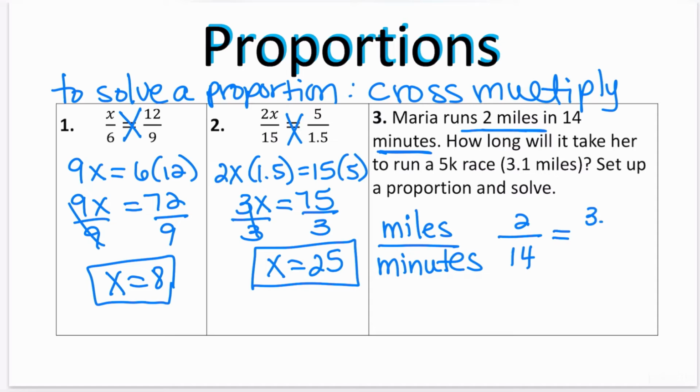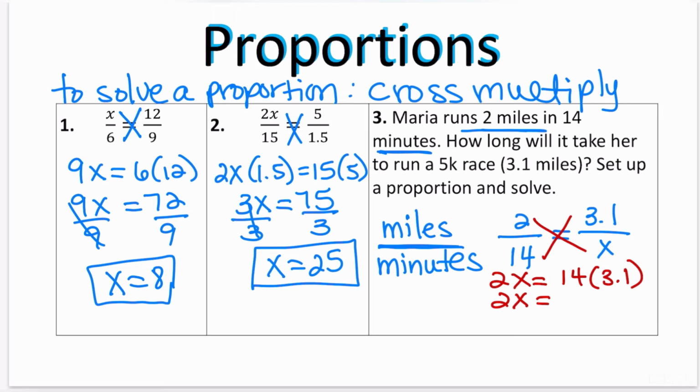So the 3.1 has to go on top, because at the top is where I have miles. And then I'm trying to determine how long that's going to take. So how are we going to solve this? Once again, we are going to cross multiply. So we're going to say that 2x is equal to 14 times 3.1. Take your calculator. 2x is equal to 14 times 3.1 is 43.4.